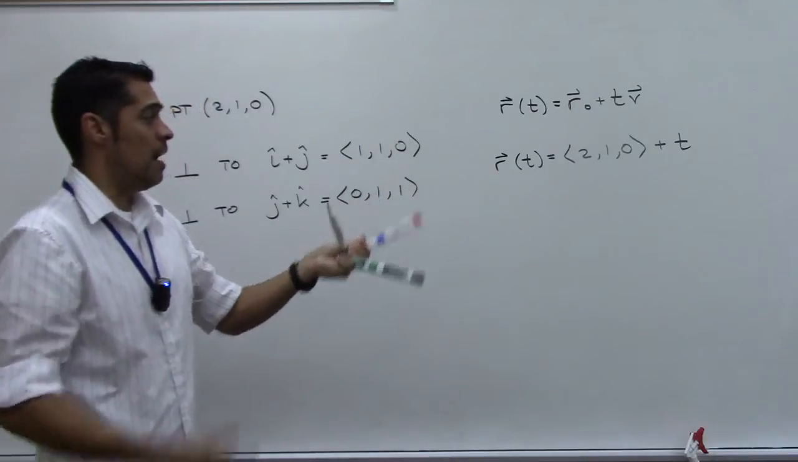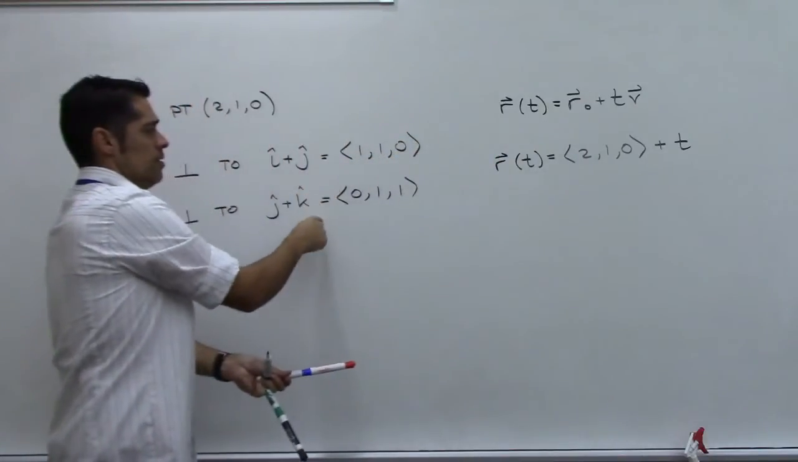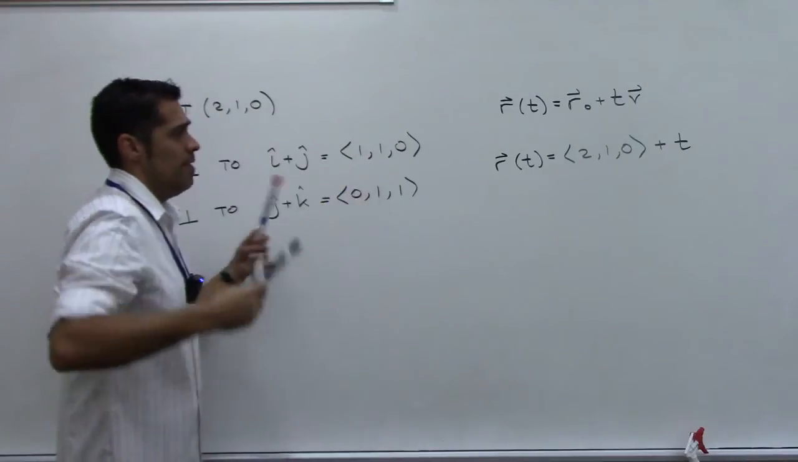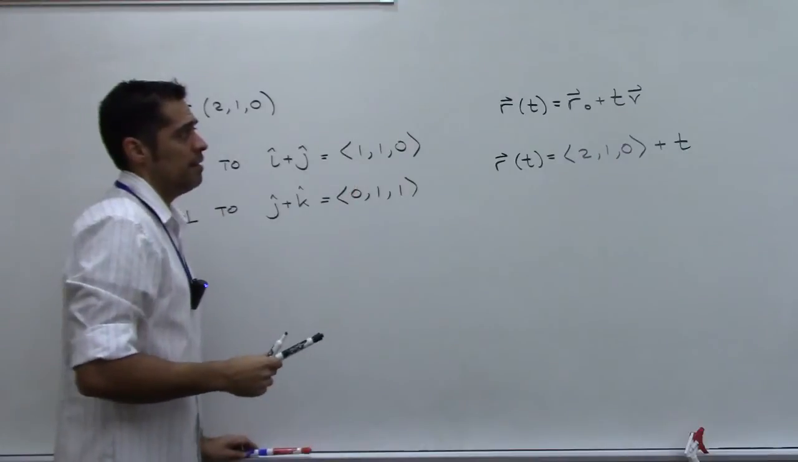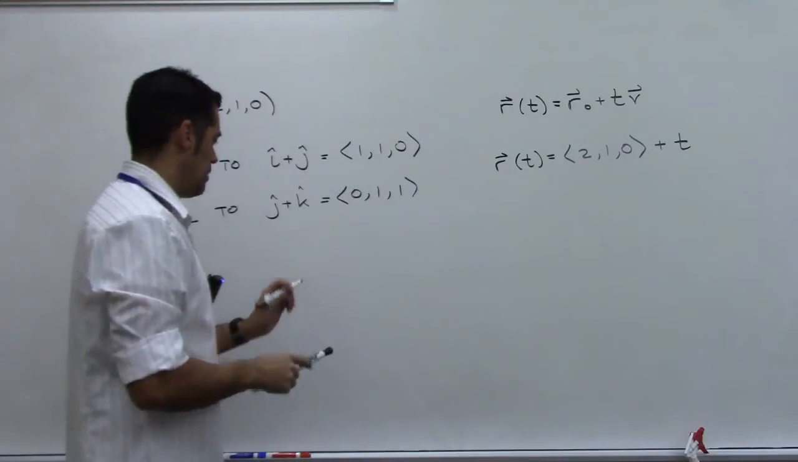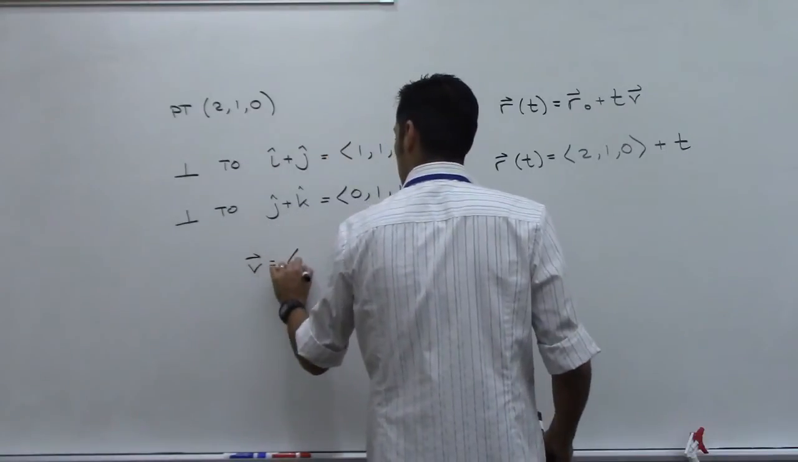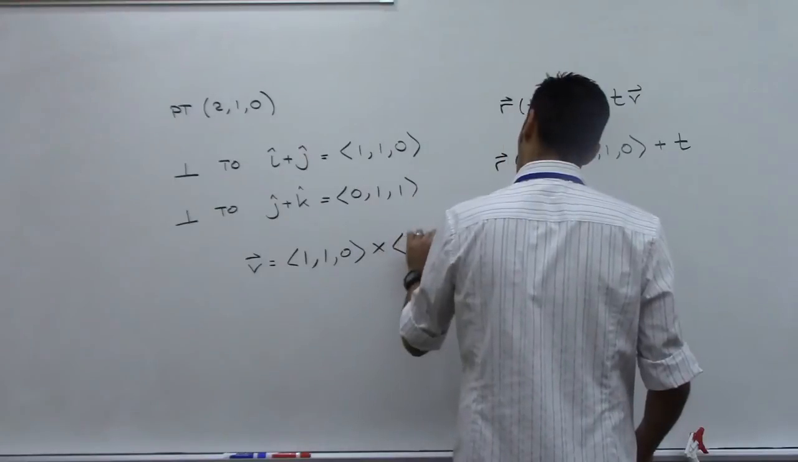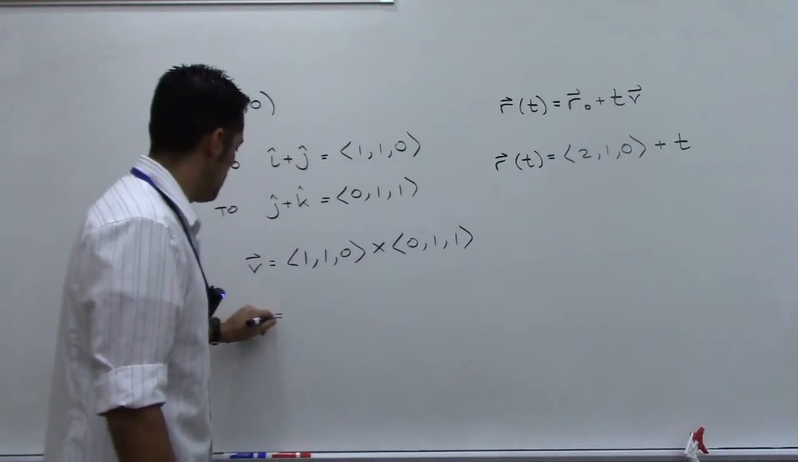All right, so if I'm trying to find a vector, v, that's perpendicular to these 2 vectors, all I'm going to do is cross these 2 vectors. That answer is perpendicular to both, which would be a perfect candidate for v. So I'm going to let v be equal to <1, 1, 0> crossed with <0, 1, 1>. And let's go ahead and do that cross product.